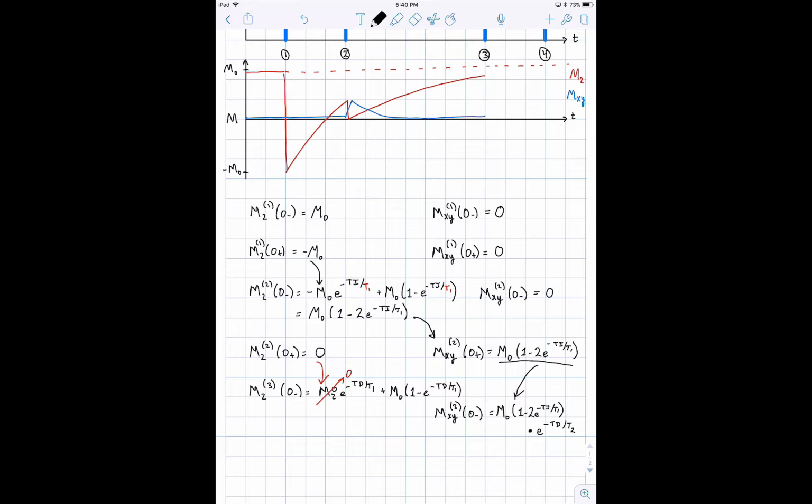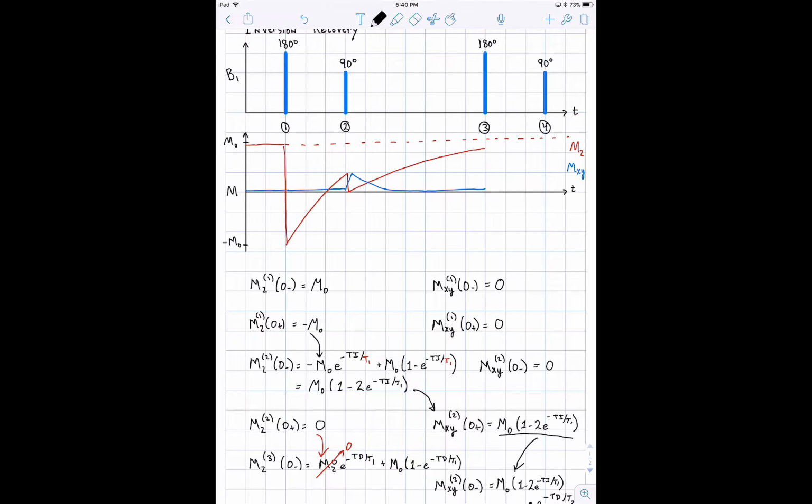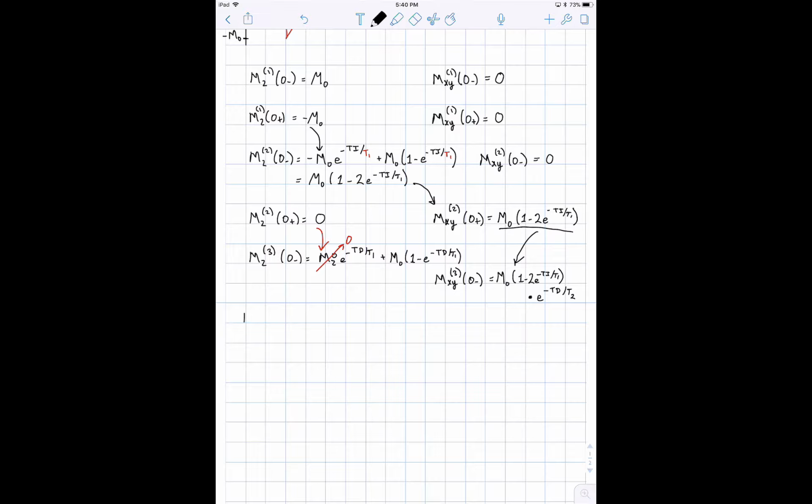Okay, so our goal is to figure out all the way out at event 4, right? Event 4 was that second 90-degree pulse, and right now we're just before the second 180 pulse. So we've got to say, what happens to our magnetization after we play another inversion pulse? So that's going to get us out to our MZ magnetization immediately after time point 3. And that's going to take whatever Z magnetization we have and invert it, right? And so the magnetization that we have is this term here coming in. And so we just end up with a minus M naught times 1 minus e to the minus TD over T1.